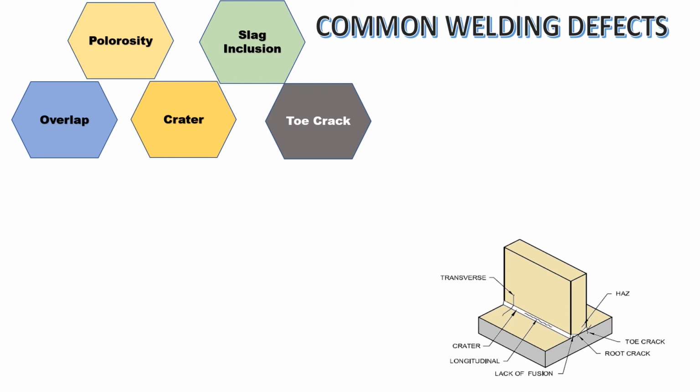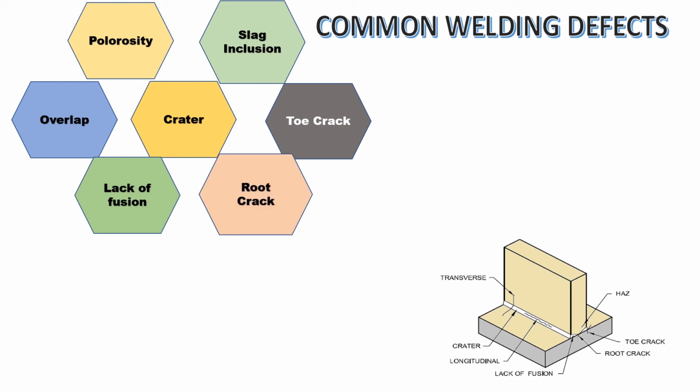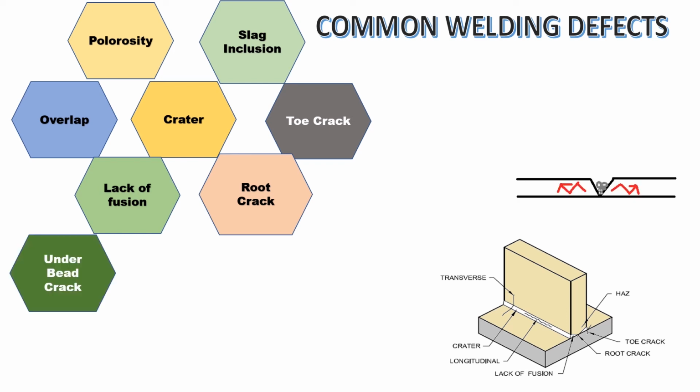Toe crack is a crack that occurs at the location of the toe at the weld joint of the base metal and weld metal. Lack of fusion is incomplete melting of weld metal. Root crack is a crack that occurs at the root of a weld joint. Underbead crack occurs under the base metal at the heat affected zone. Hot cracks occur at elevated temperature during cooling, solidifying from the molten stage.